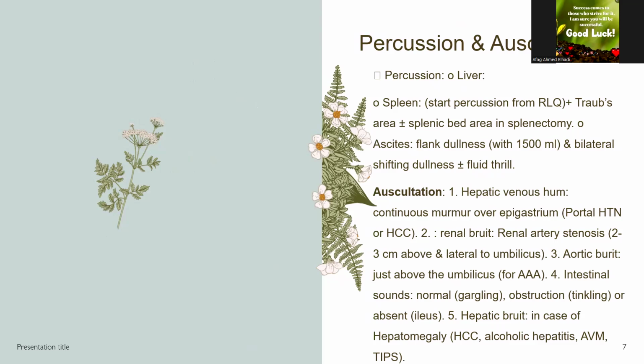So in auscultation, we need to auscultate for a hepatic venous hum in the epigastric area, which could be a sign of portal hypertension or hepatocellular carcinoma. We need to auscultate for bruits. We have the renal bruit and the aortic bruit. The renal bruits, checking for renal artery stenosis, you auscultate for about 2 centimeters above and lateral to the umbilicus, and we auscultate for aortic bruits just above the umbilicus.